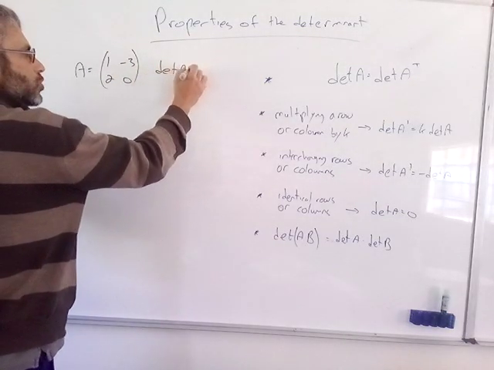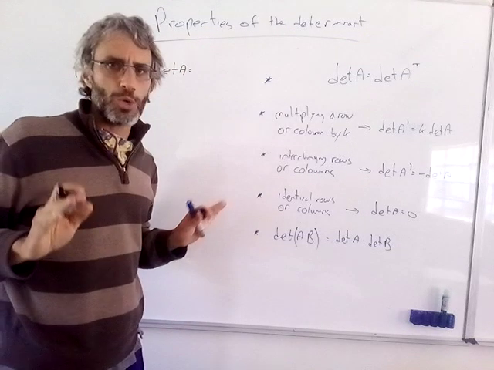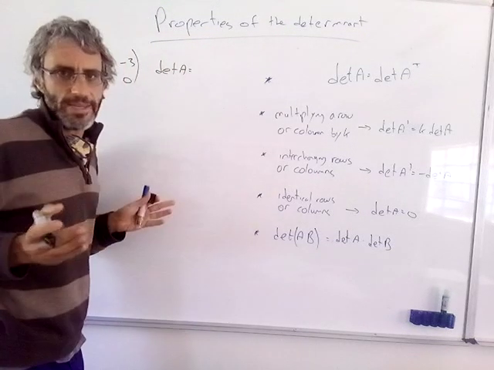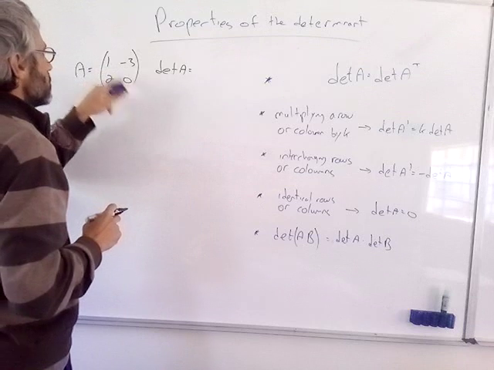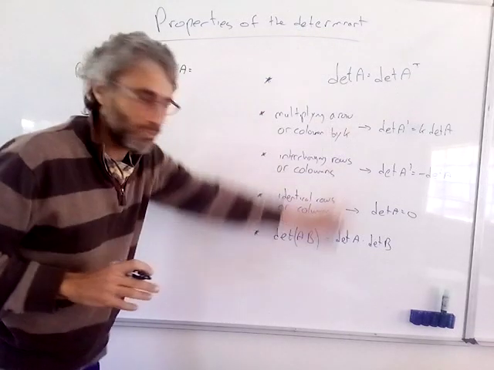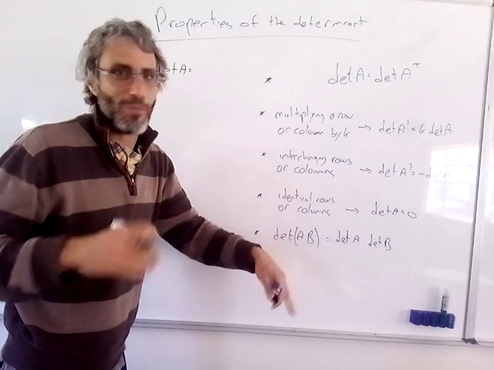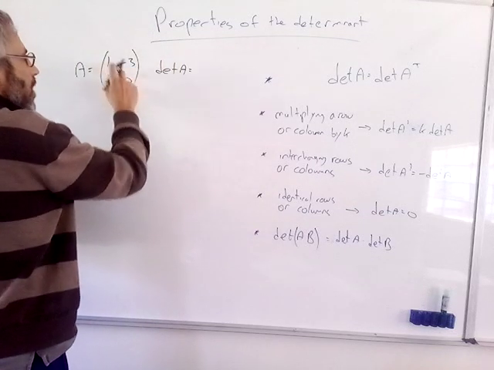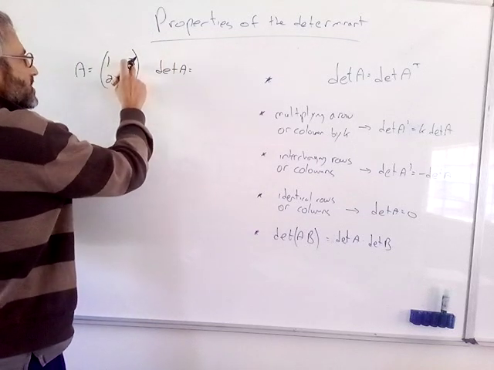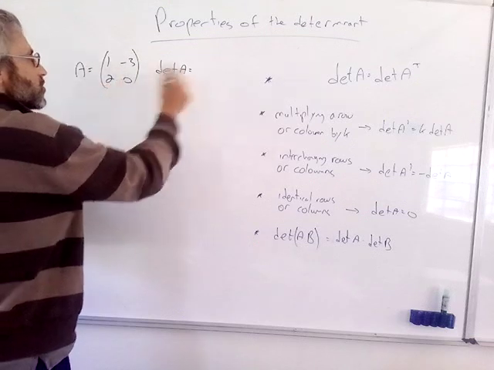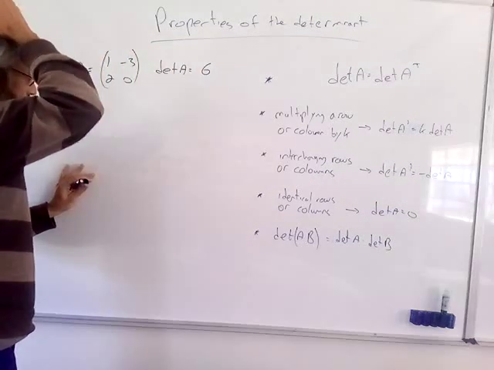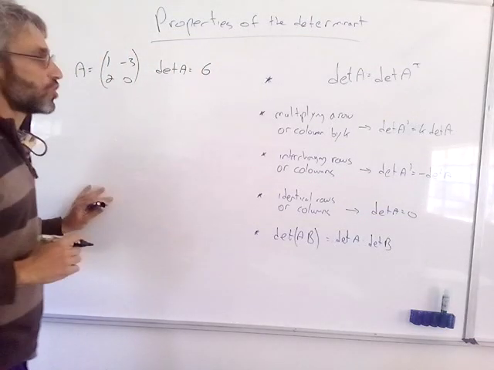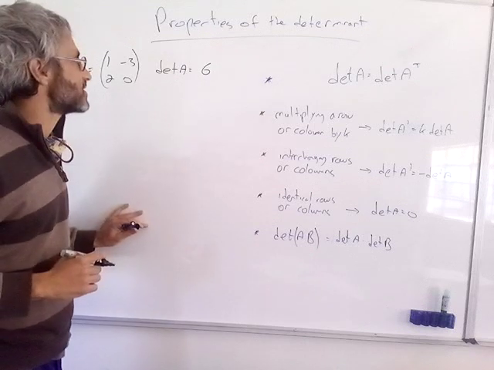In this whole lesson I'm only going to work with 2 by 2 just because it's easy. But it's important to know that all these properties are also true for 3 by 3 and 4 by 4 and all kinds of matrices. So I'm going to do 1 times 0 is 0, minus 3 times 2, so I'm getting plus 6. Hope I'm getting it right. Yeah, so the determinant of this is 6.